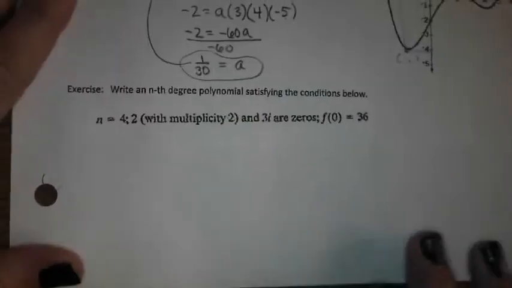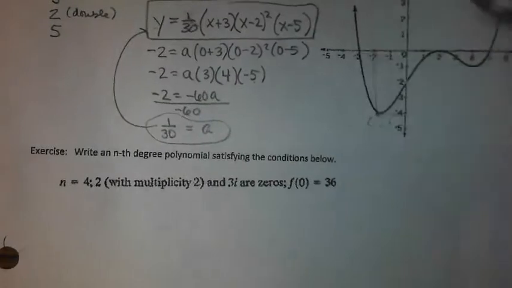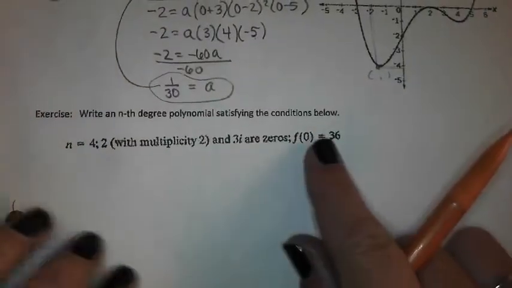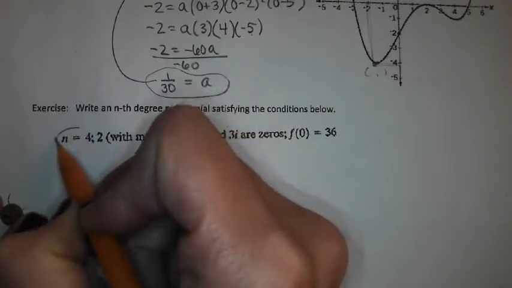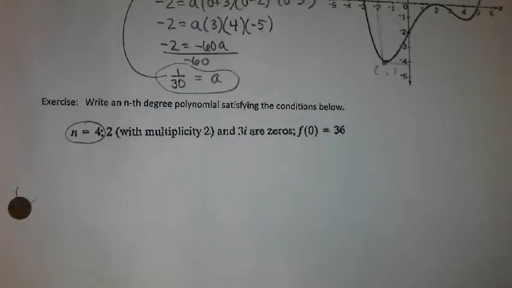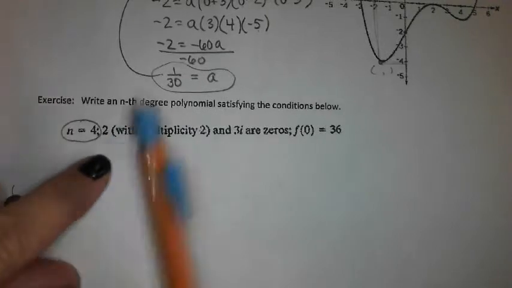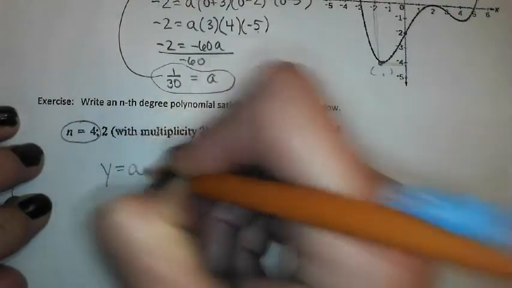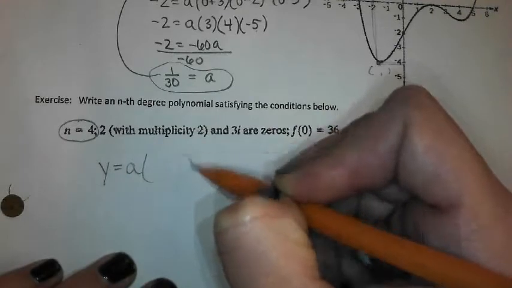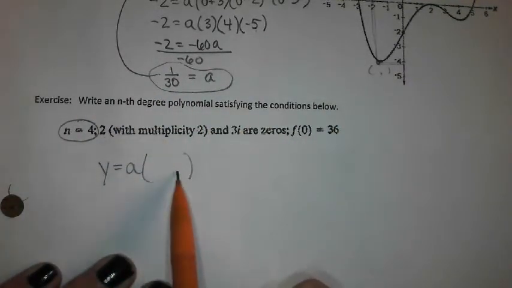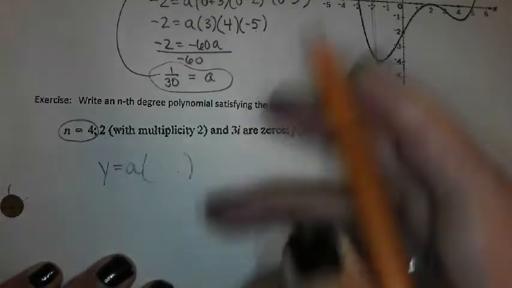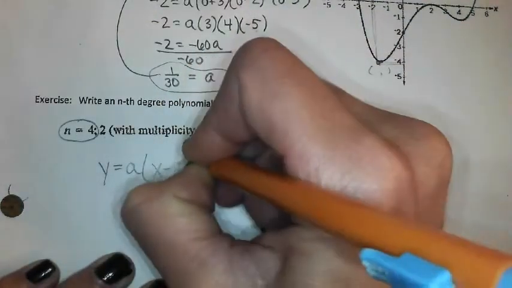That's because one of our points isn't perfect, but we will avoid that on homeworks and tests. Okay, on the last one, write an nth degree polynomial satisfying the conditions below. This is exactly phrased the way some of yours will be on the homework. N equals 4. So it's a 4th degree polynomial, so how many roots should we have? 4. So y equals A. They're telling us we have a root of 2 with multiplicity of 2. So what's that going to look like? X minus 2 squared. Very good.